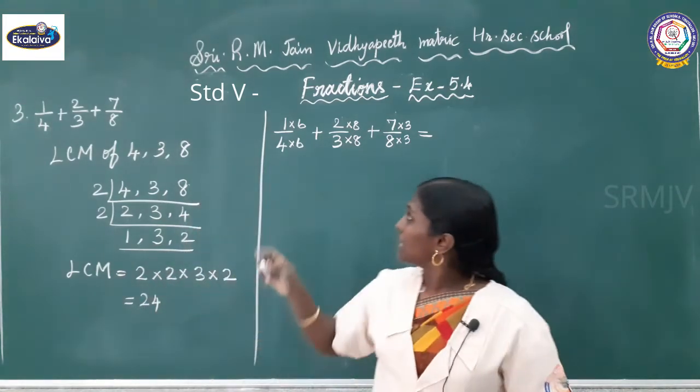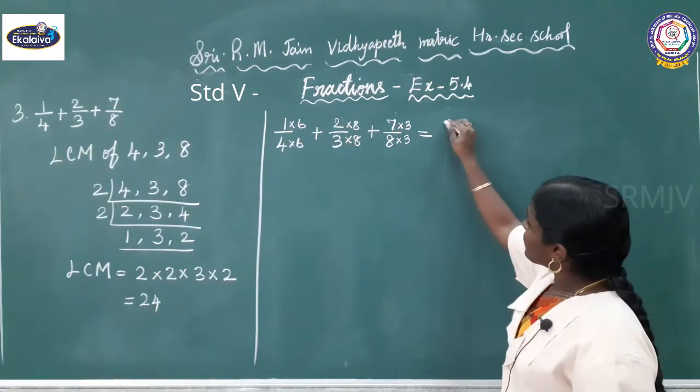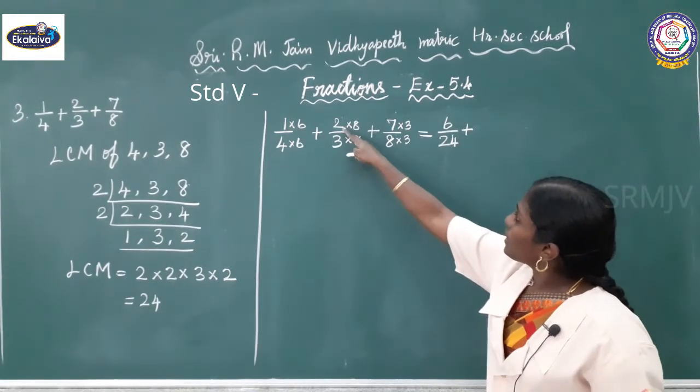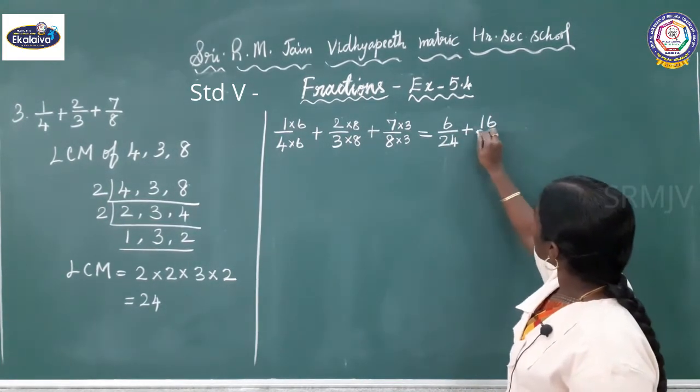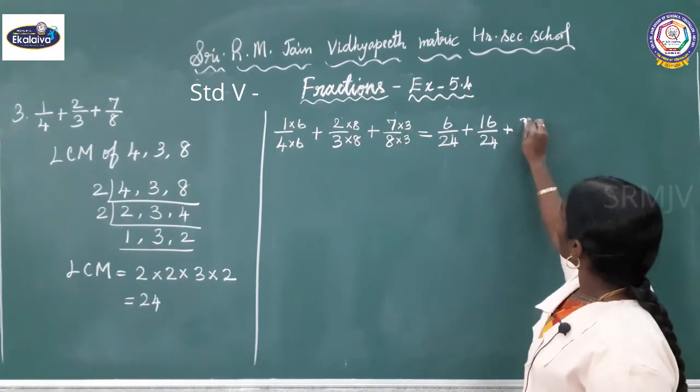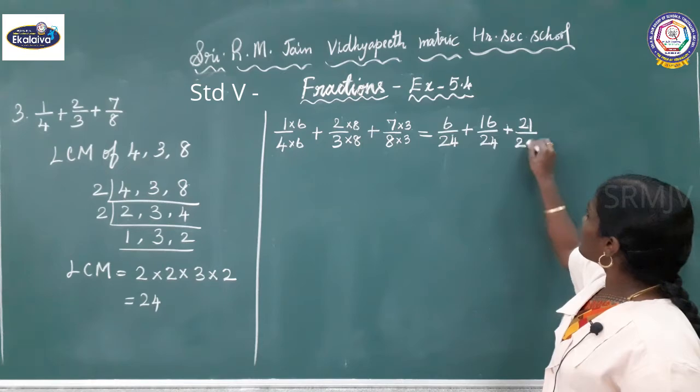Now we will get the first fraction is 6 by 24 plus 8 2s are 16, that is 16 by 24 plus 7 3s are 21, 21 by 24.